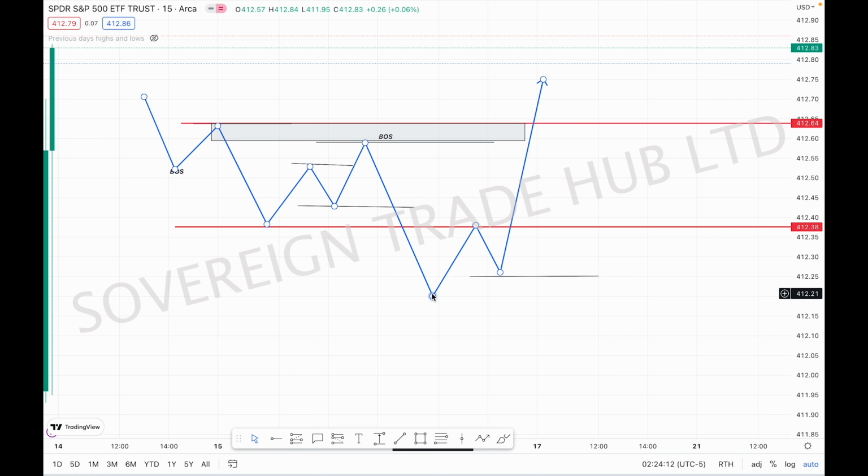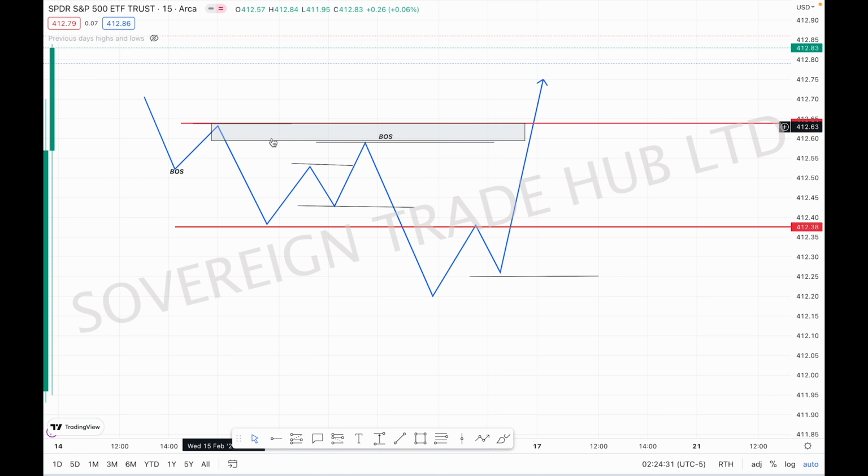But if you are not actually inclined to the overall structure, putting your eye on the overall order flow, you might take this to be a break of structure, but it is not true. Now, what did the market do? After getting tagged at this very level, it simply went down.